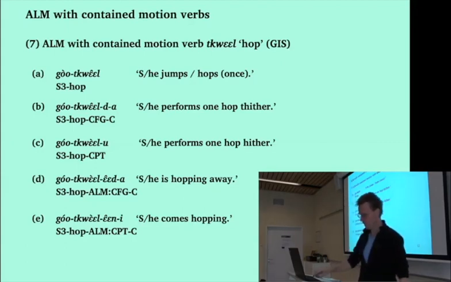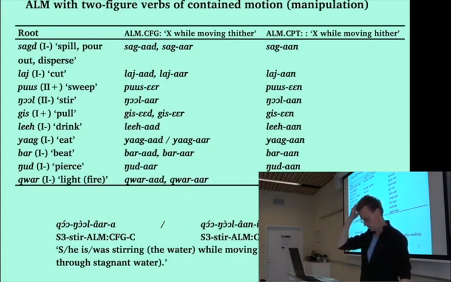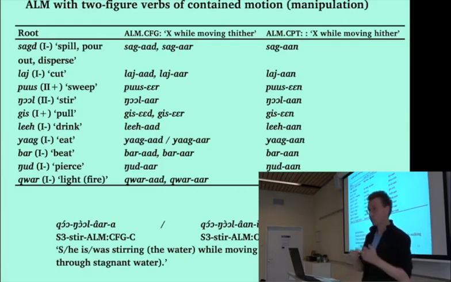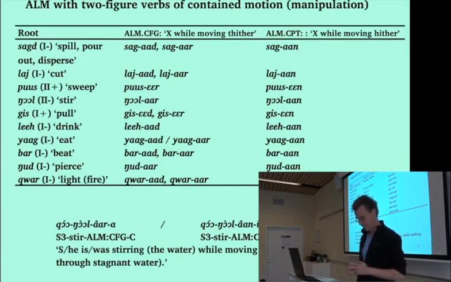You see this in table 8. In all these instances, the semantic effect of ALM is quite transparent and straightforward. It adds the locomotion to the primary figure, that is the agent, not the patient, and this added locomotion is concomitant to the core event.